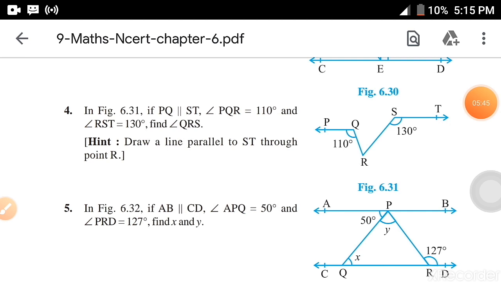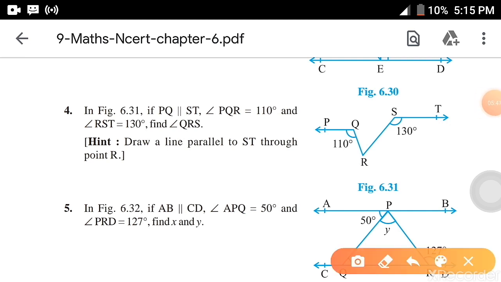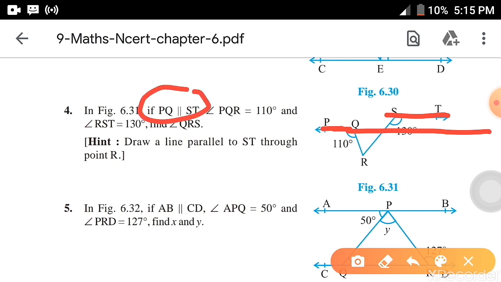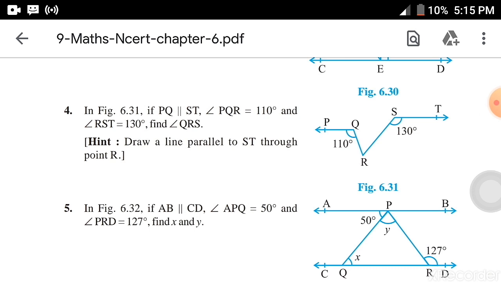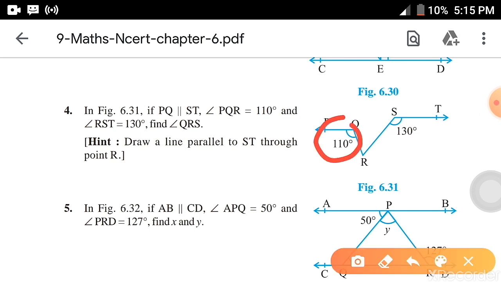See question number 4. In this question, it is given that PQ, this line, is parallel to ST. Though you may think these are not parallel to each other, if you extend the PQ line, you will see that these two lines are parallel. It is given in the question that they are parallel. The rest, 110 and 130 degrees, is mentioned in the question. See how we will solve that.